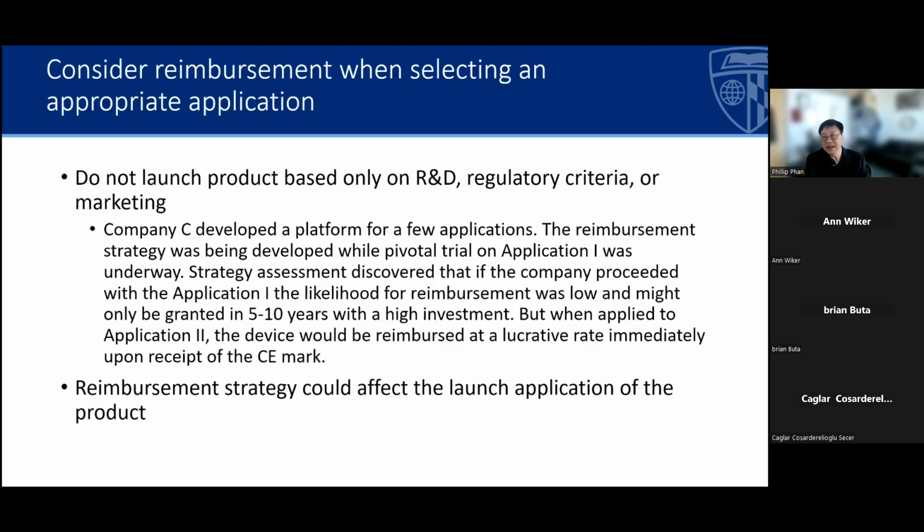It doesn't mean that you abandon your other applications, maybe because you had developed your technology for that application. But what it means is that you could now have hopefully multiple revenue streams, one of which is reimbursed at a higher level. So the bottom line is that your reimbursement strategy could affect the launch application of the product. If you have a product with multiple applications, the launch application, your minimum viable product that you're going to go to market with, should be reimbursed at a rate that allows you to make enough money to keep up development or to stabilize the company at launch for growth.